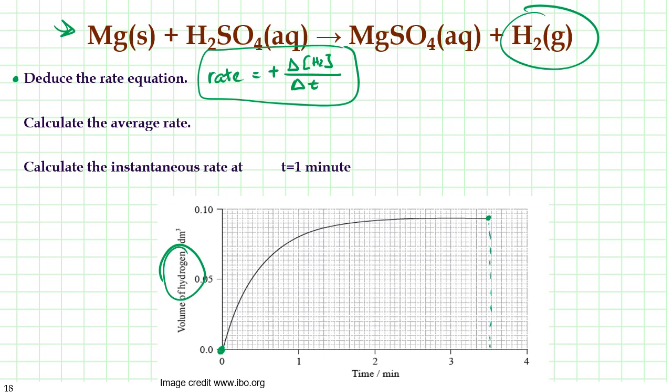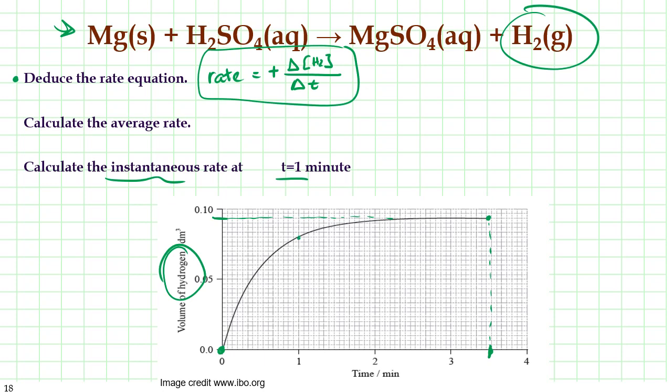So looks like that's, I'm going to say like 3.5 minutes. I know that's not super specific. You should be more specific. So our change in hydrogen gas volume over our change in time is going to give us our average rate. Good.